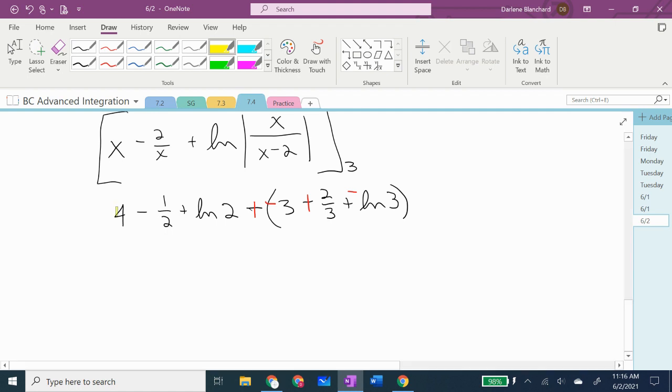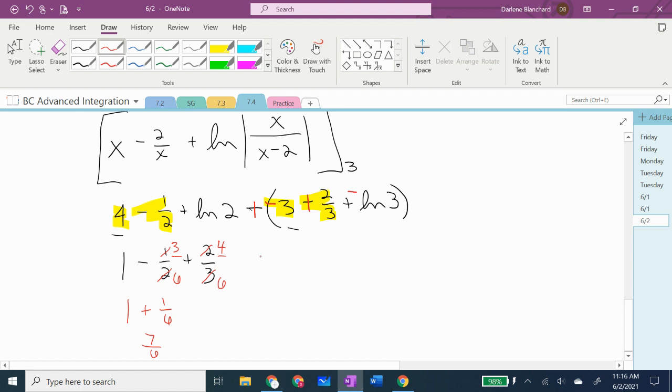And now I can see that for constants, I have 4 minus 1/2 minus 3 plus 2/3. So with the 4 minus 3, I've got a 1. Common denominator is 6. So this will turn into 3/6. This will turn into 4/6. 4 minus 3 is 1. So I end up adding 1/6 to the 1, giving me 7 over 6.